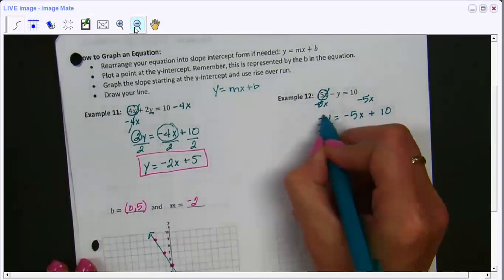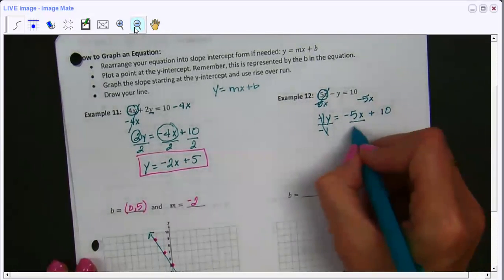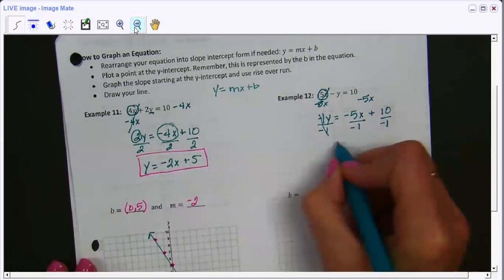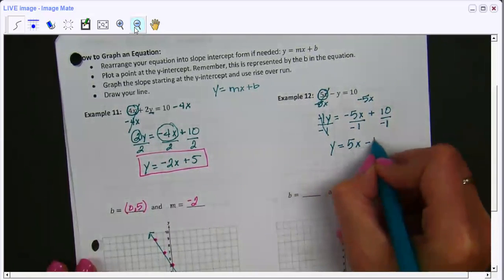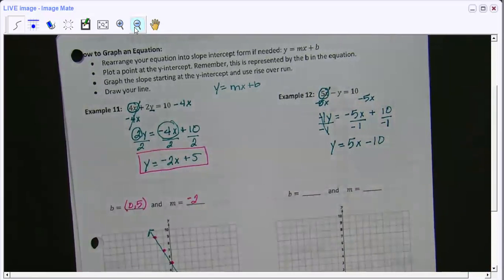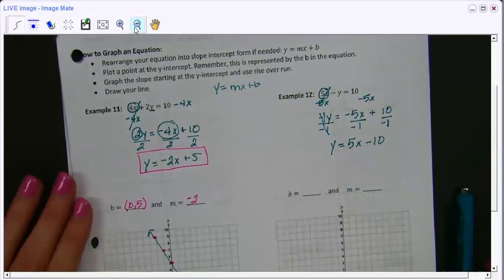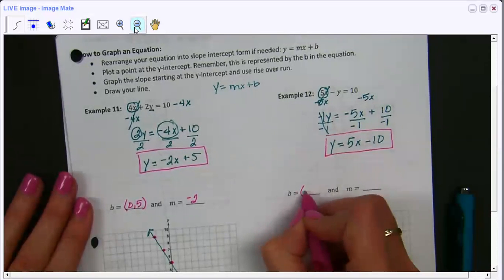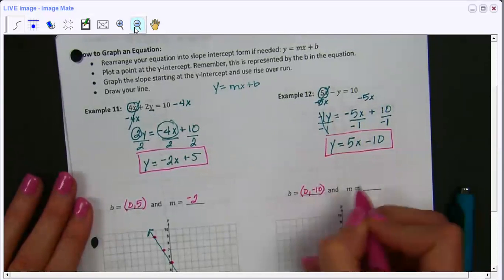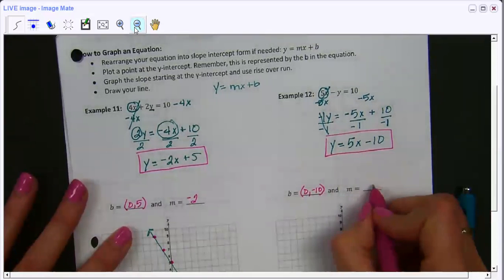If you divide, this is like a negative 1y. So when we divide it, we get rid of it. So we divide everything by negative 1. Be very careful with your signs on this lesson. Okay, so here's my equation. My y-intercept is (0, negative 10). And this is how I want you to write your y-intercepts. Write them as ordered pairs. And your slope is 5.